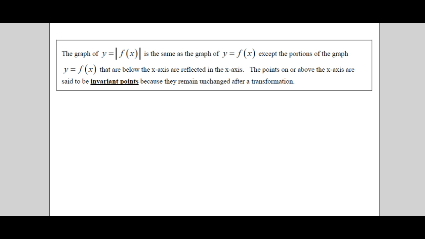So the graph of y equals the absolute value of f of x is the same as the graph of y equals f of x, except the portions of the graph of y equals f of x that are below the x-axis are reflected in the x-axis. The points on or above the x-axis are said to be invariant points. Invariant meaning don't vary. They don't change because they remain unchanged after a transformation.